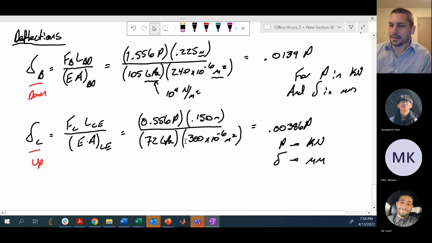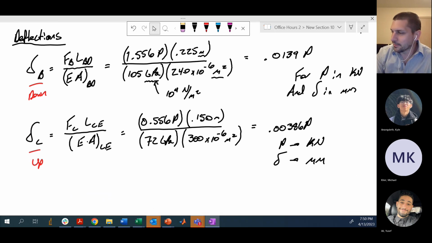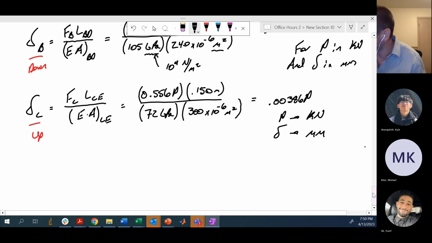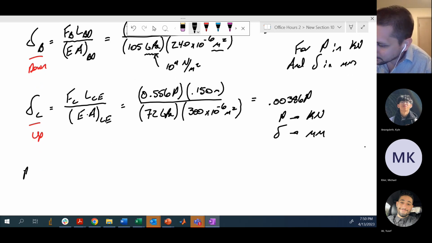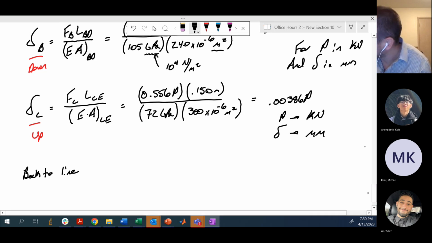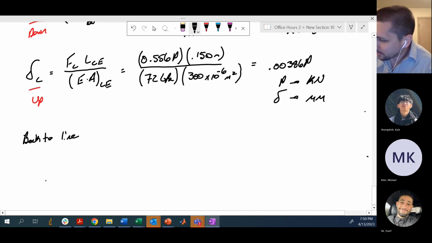Okay, so well, now what? We have the displacements of B and C in terms of this force P that's been applied. So what that means is we have multiple points on a line now. So back to the line. We had our original condition, and now we have our modified positions, right?